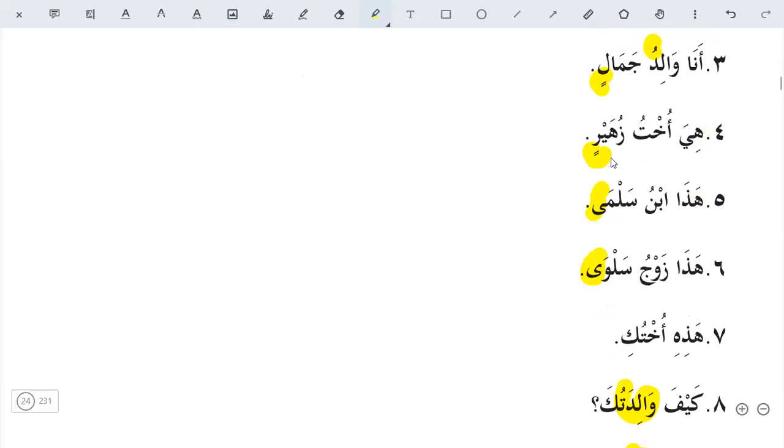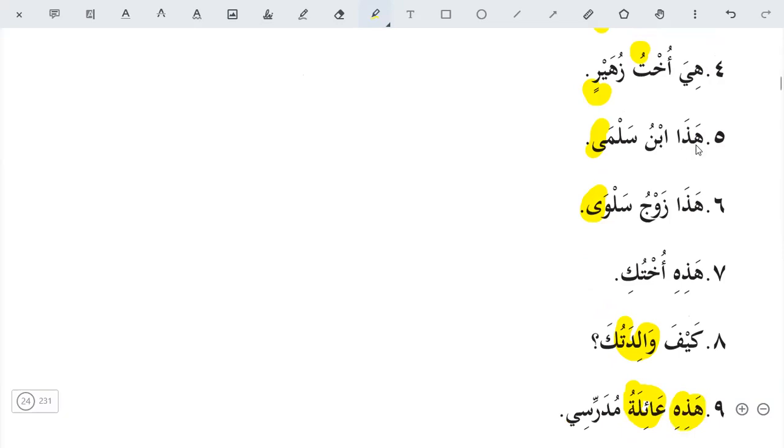Hiya ukhtu Zuhairin. She is sister of Zuhair. She is Zuhair's sister. Ukhtu is mudaf and Zuhairin is mudaf ilayh. Hadha ibnu Salma. This is son of Salma. Son is mudaf, Salma is mudaf ilayh, and it is mamnu min as-sarf, diptote, so it doesn't change its ending. Salma, when it is mudaf ilayh, it will be Salma. Same like this, Salwa.